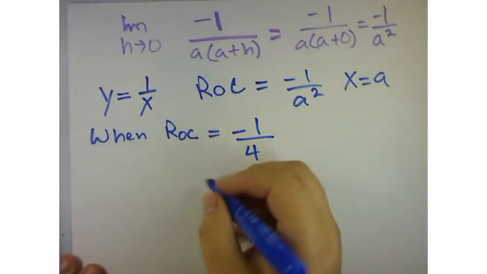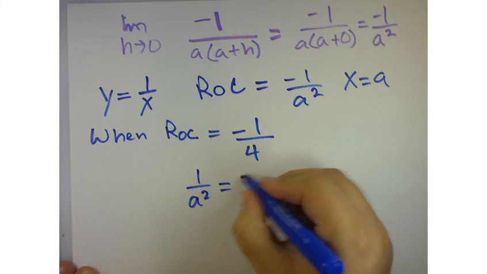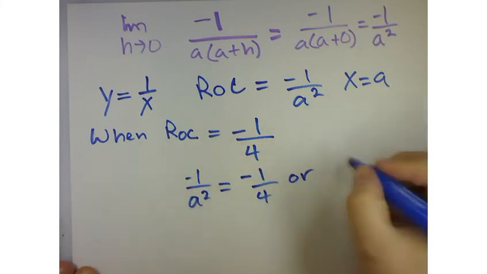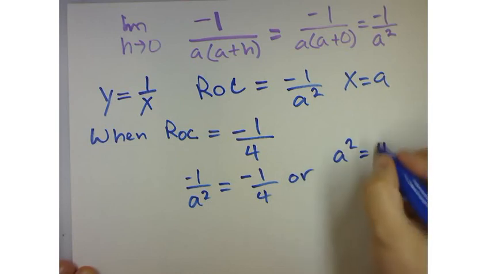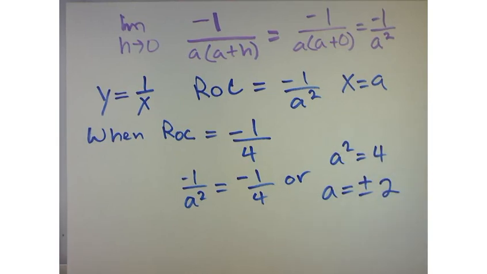So let's solve that though. How would I find that? I would say negative 1 over a squared has to equal negative 1 over 4, or we could say a squared equals 4, or a equals plus or minus 2. Right, because you take the square root of both sides. Does that make sense?